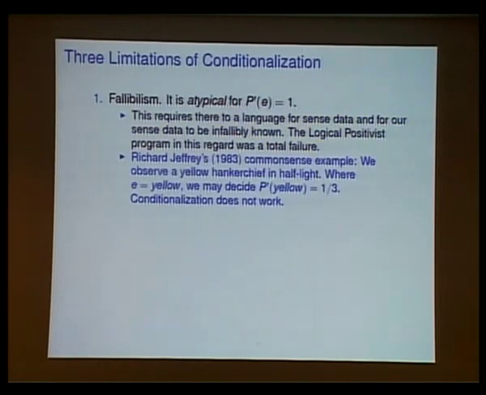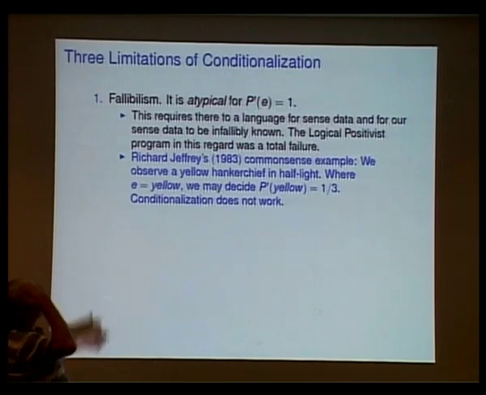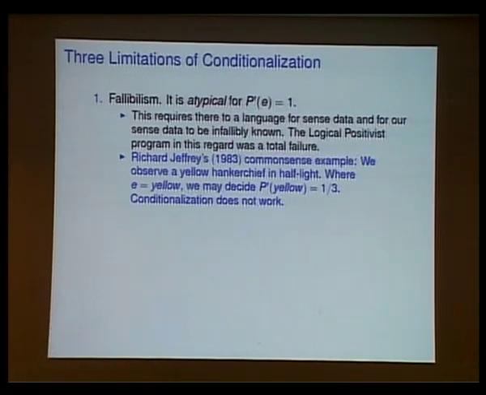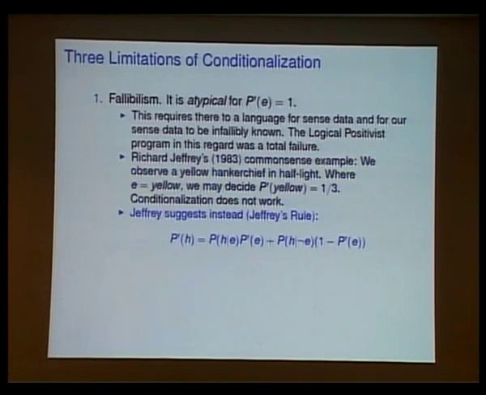So here's Richard Jeffrey's example of the kinds of things that can go wrong. You might be looking at a handkerchief in a half light. You're pretty sure it's yellow, but not really, because it could be orangish or light yellow-green or something like that. So you don't really know what the color is, but you would like to conditionalize over its being yellow. Well, instead of just saying the probability of it being yellow is 1, which would be absurd in the circumstances, you can just attribute some lesser probability to it. Conditionalization then doesn't work. And in fact, Jeffrey was not strongly in favor of conditionalization.